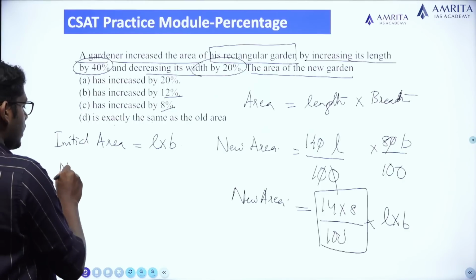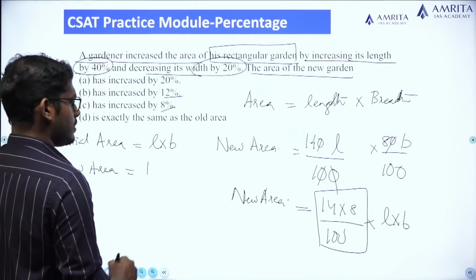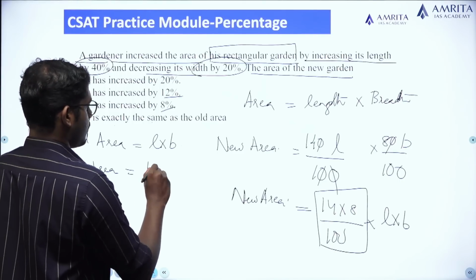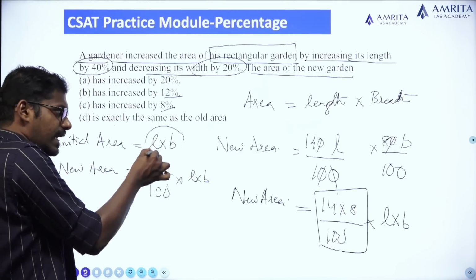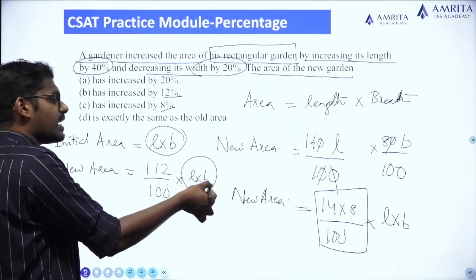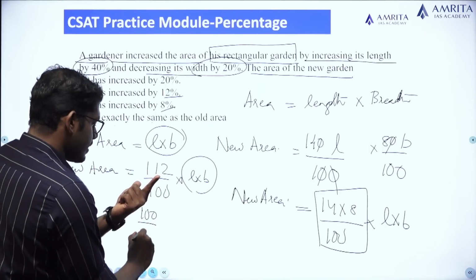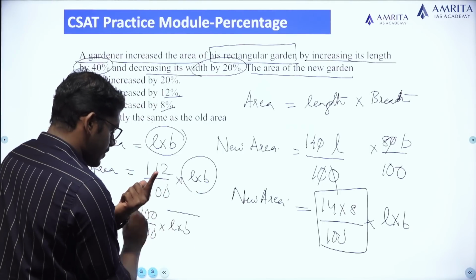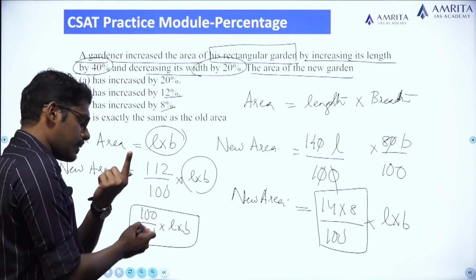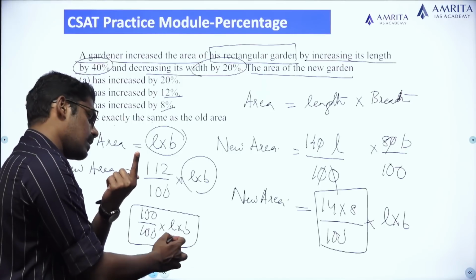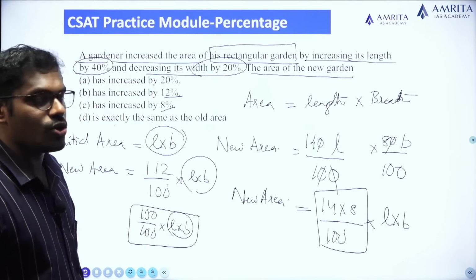The new area is equal to 14 times 8, that is 112 by 100 into L into B. So initially the area was L into B, now the area is L into B times 112 divided by 100. Initially the area was 100 by 100 into L into B, which I already said how it comes. L into B into 100 by 100, the 100 by 100 will cancel each other. So the initial area is L into B, but now the area is 112 by 100 into L into B.